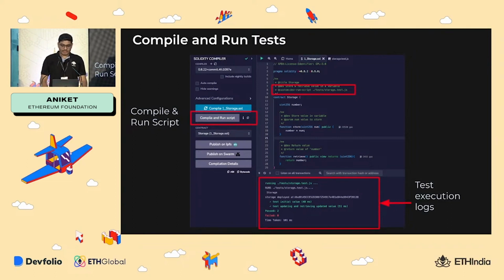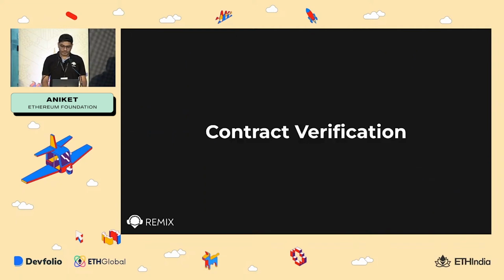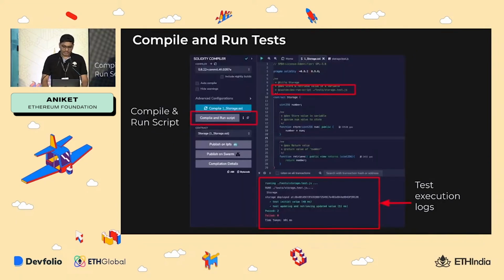The result of these unit tests will be displayed in this Remix terminal. It will also show the summary, how many tests passed and how many tests failed. Okay, that was the unit test part.